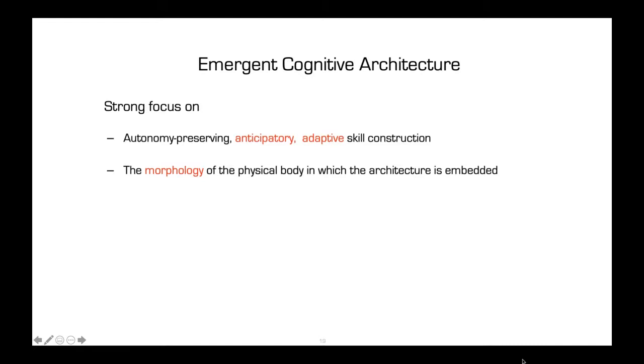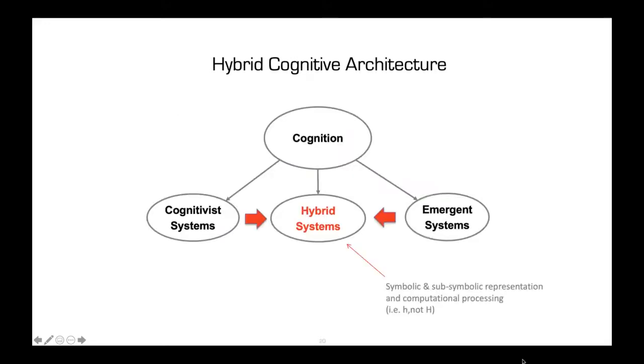So the focus here is less on knowledge and much more on skill, and in particular on anticipatory adaptive skill construction, and also on the morphology of the physical body. And this is important. I'll just make a sidebar here. When people say something is embodied because it's got a body, like a robot has a body, that does not mean that it is embodied. To be embodied means that that body plays a causal role in the cognitive model. It's not just merely a mechanism for acquiring sense data and then forcibly interacting with the world. Having a body is not sufficient to be embodied. Embodied implies also that that body plays a causal role in your cognitive model.